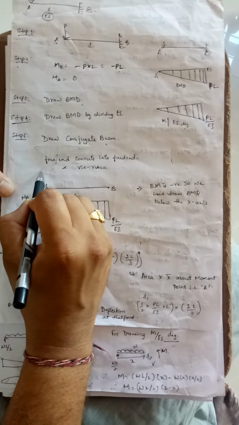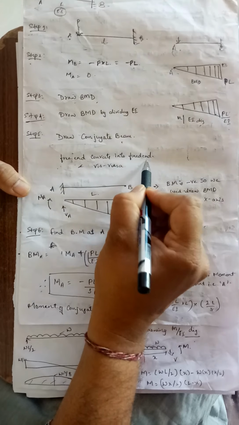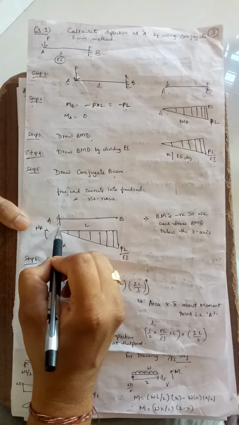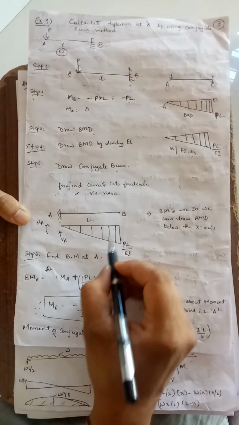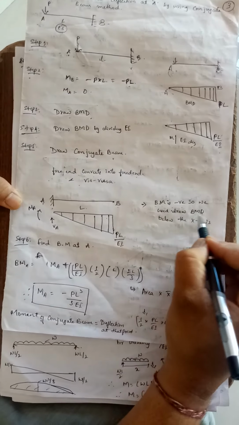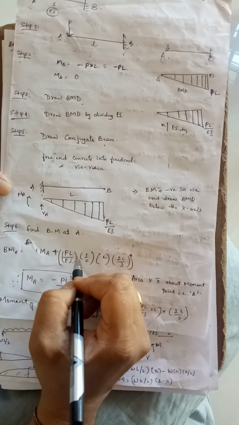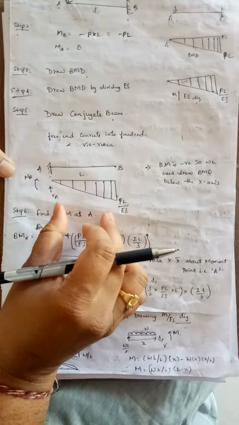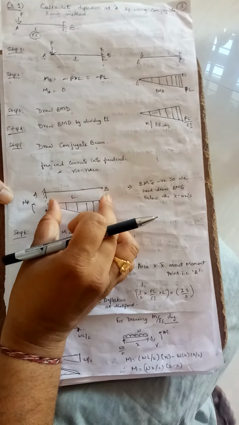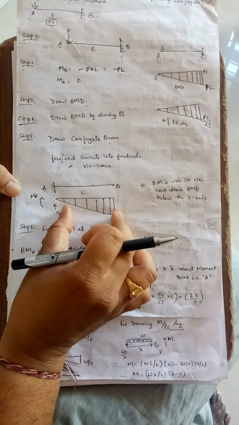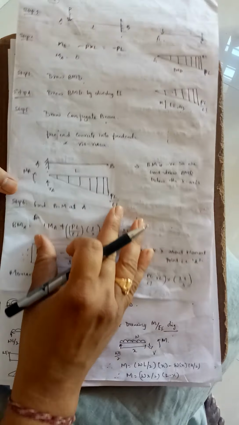I told you the conditions: free end converts into fixed end and vice versa. See, what is the conjugate beam? A support has a free end, so that becomes a fixed end. B support has a fixed end, that becomes a free end. Bending moment is negative, so we draw the BMD below the x-axis. Due to this negative moment, we take this diagram and attach it to the conjugate beam as a load case.